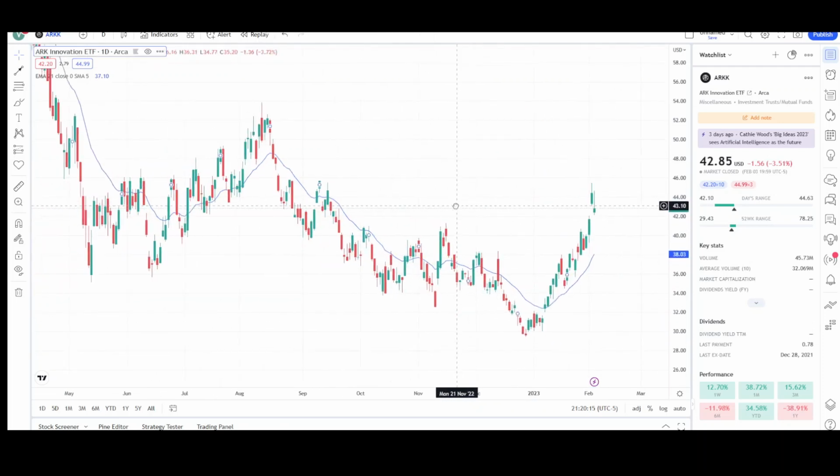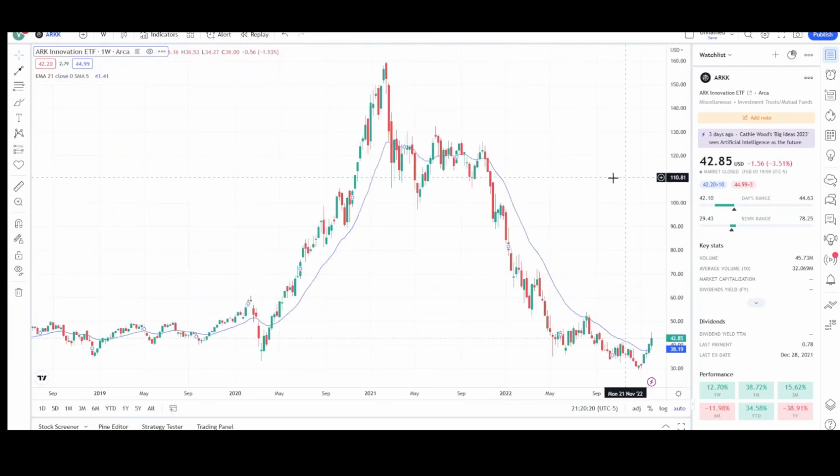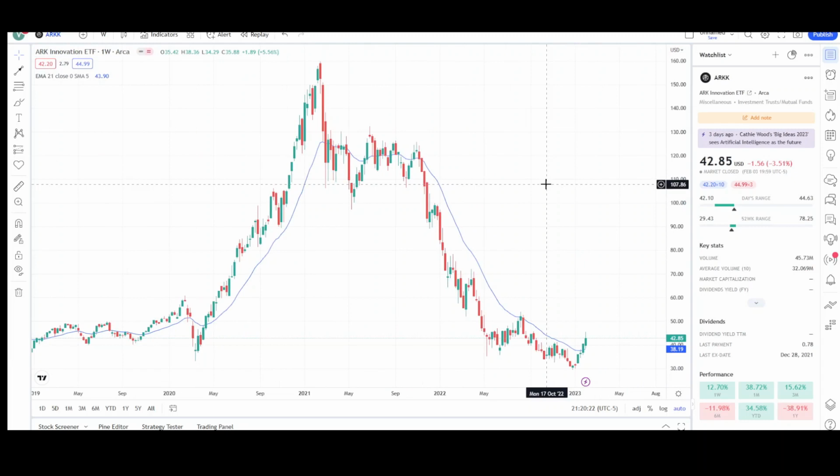That's how I'm looking at ARK Innovation. Let's take a look at the weekly chart now. Here's the weekly chart for ARK Innovation.